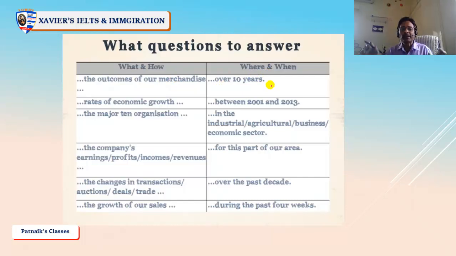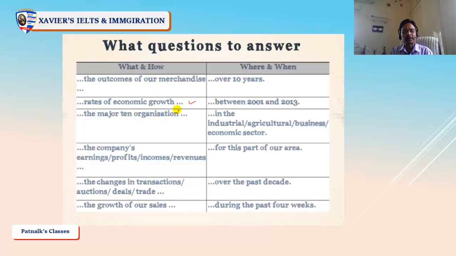So these are the phrases, they correlate with each other. The outcome of our merchandise over 10 years, it may have gone up, it may have gone down. That is a different thing that we will be adding to these phrases, right? Rates of economic growth between 2001 and 2013. What happened to the rates of economic growth, whether it's gone down or gone up, right? So we will be correlating those things with these phrases.